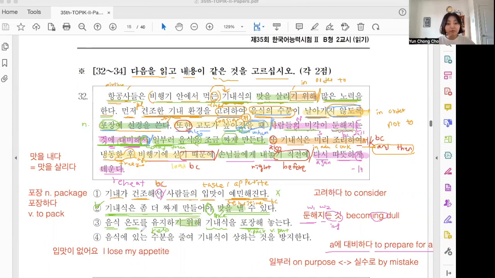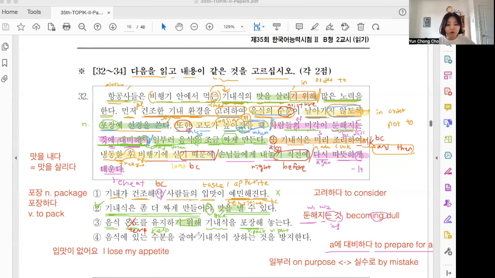In order to keep the temperature, they did not mention 온도 at all. They did not mention temperature. They mentioned 음식의 수분, moisture. They talk about moisture, not temperature. So this is wrong, where they did not even mention 온도 at all in the text.